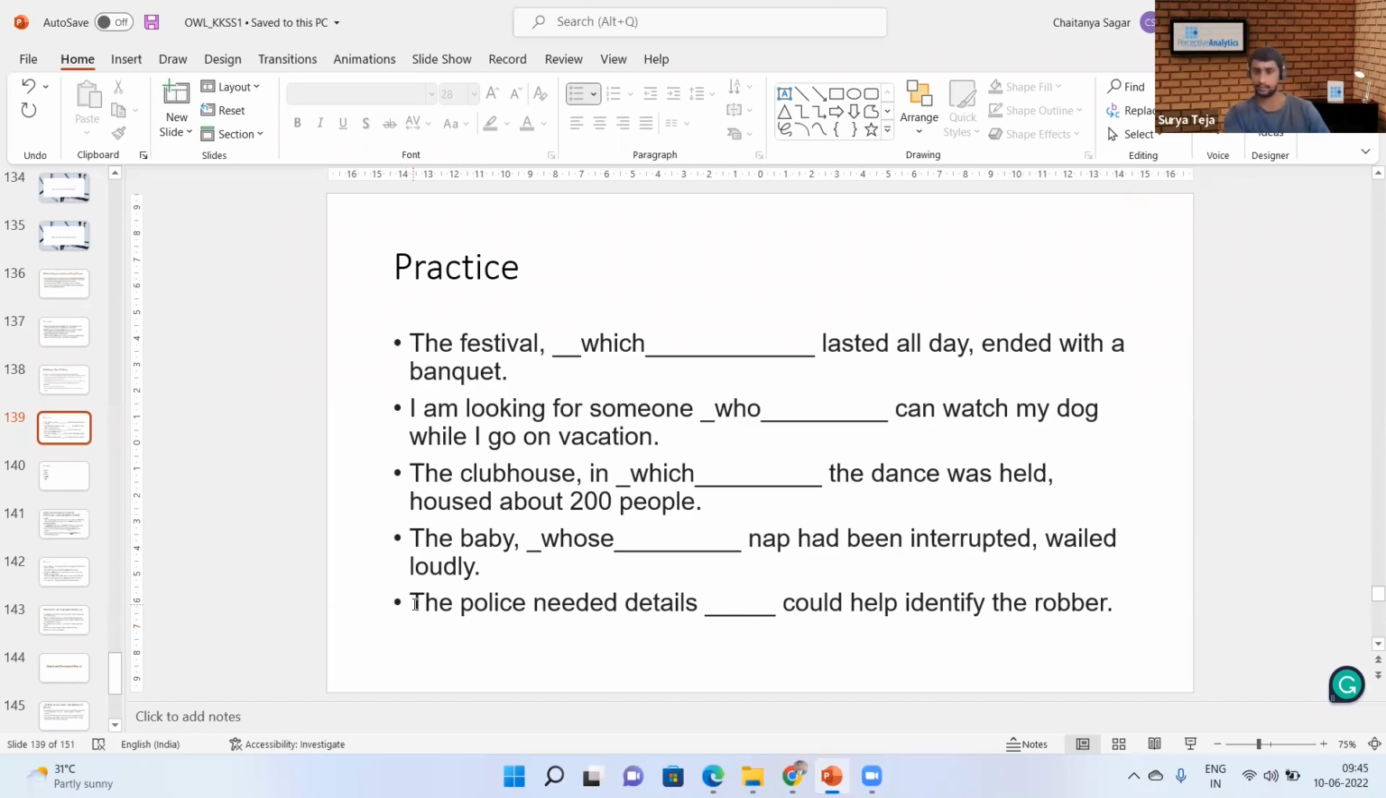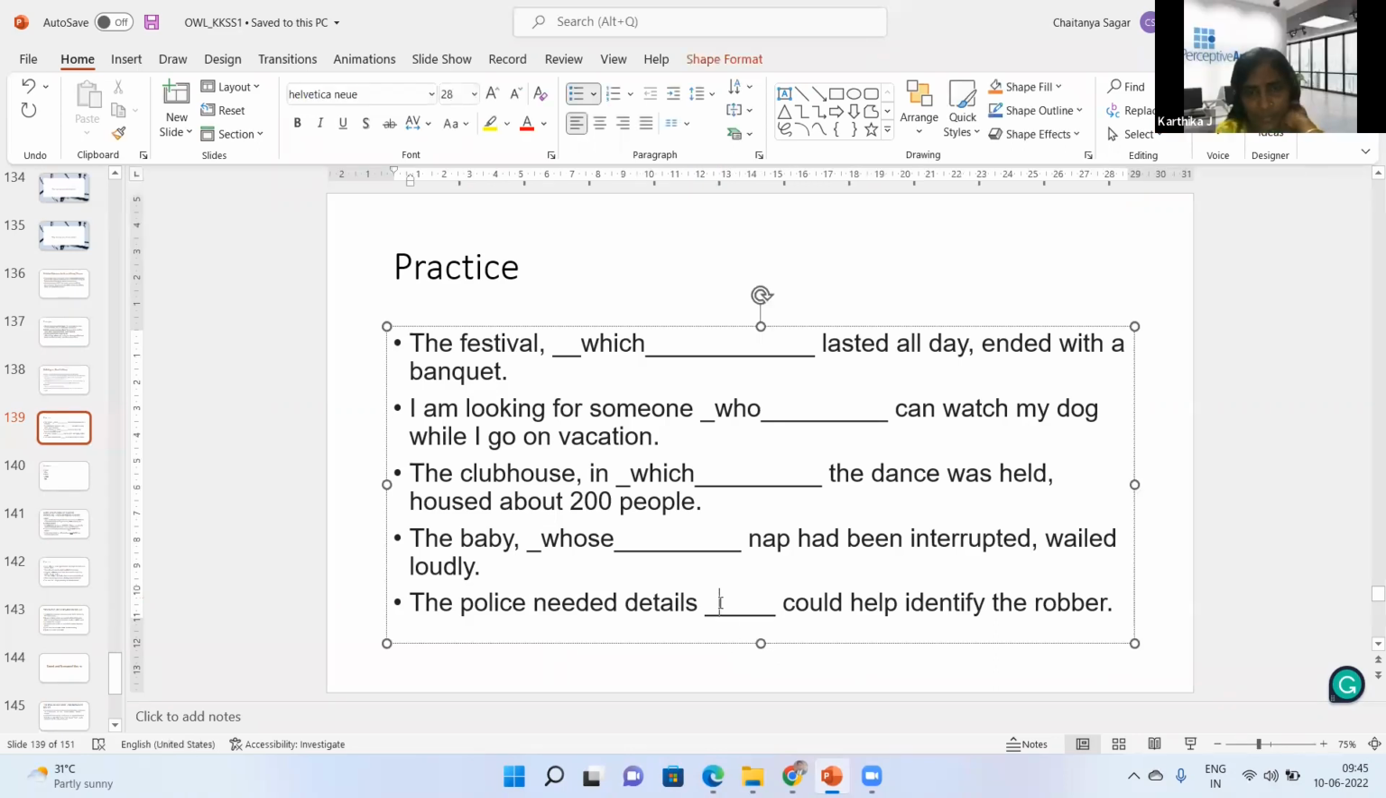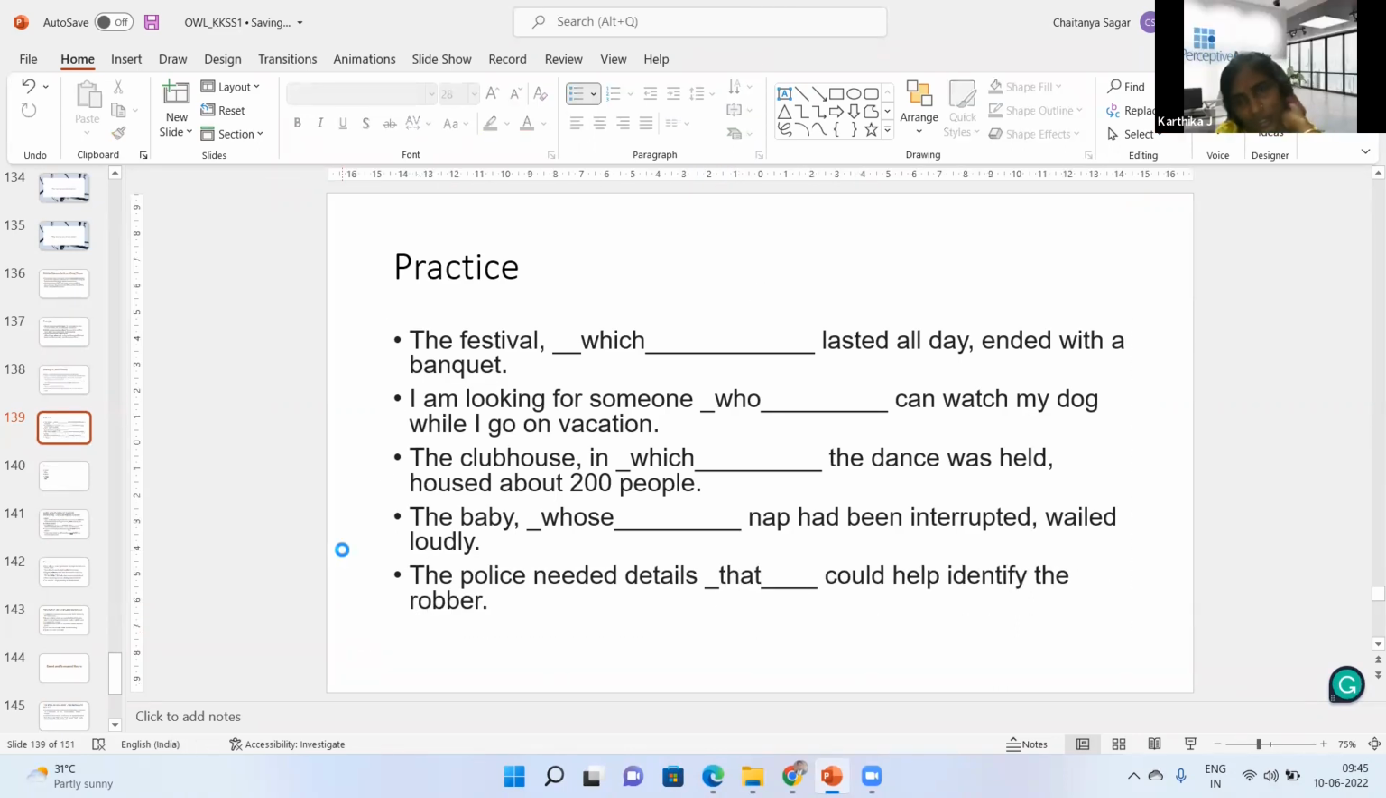We'll read this sentence and see if there is any non-essential or essential information. The police needed details. Why do the police need details? To identify the robber. So the first part is talking about the police needing details, and the second part is answering why they are needed. Both of them are interlinked and both are important. There is nothing called non-essential. So that would be the appropriate usage here, not which. If it is non-essential, then we separate it by a comma and put which. Here everything is essential information, that's why we have to use that.